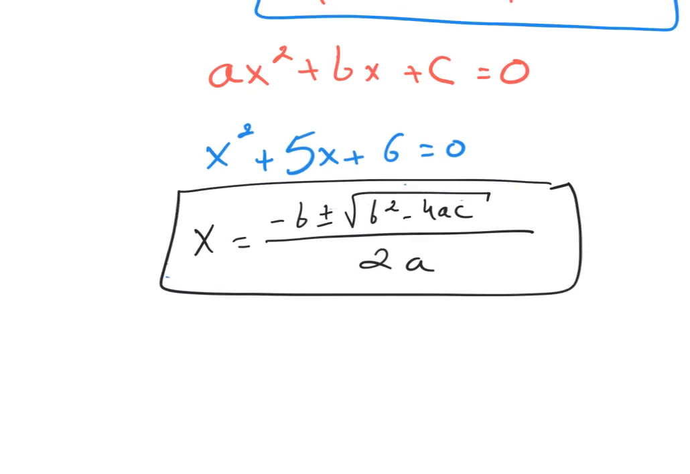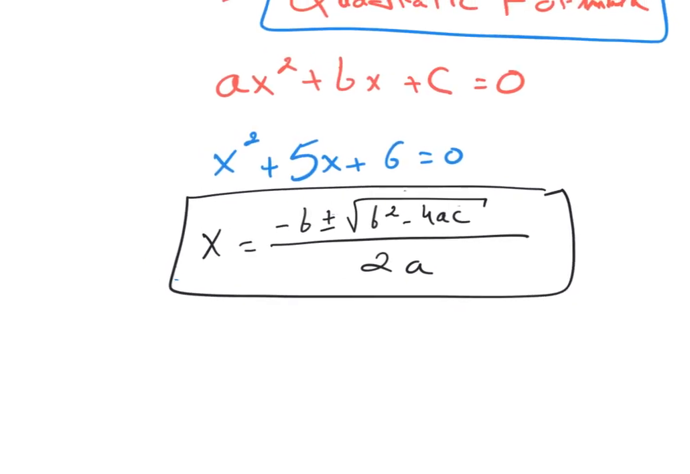b squared minus 4ac is called the discriminant, and we're going to learn about this later. It decides how many solutions we're going to have. We may have one solution, two solutions, or zero solutions, based on the value of b squared minus 4ac, which is inside the root. So first of all, let's find a, b, and c. This is the first step.